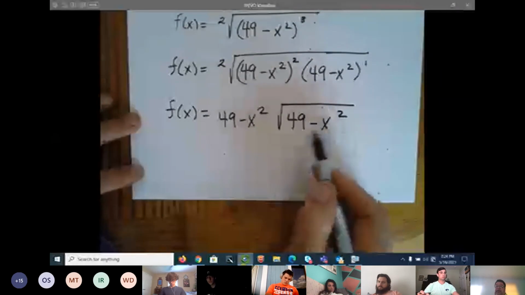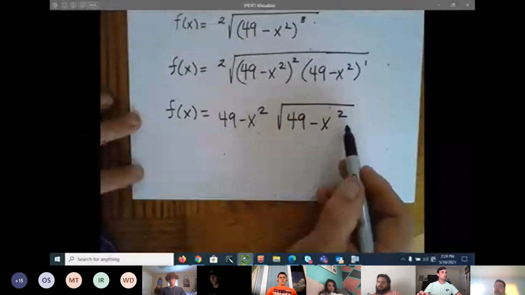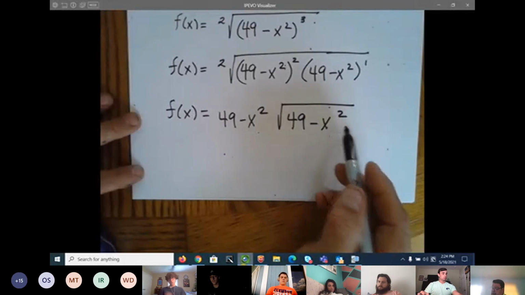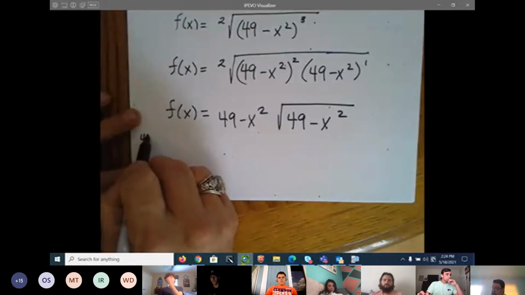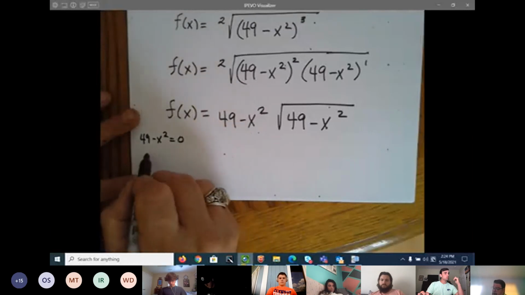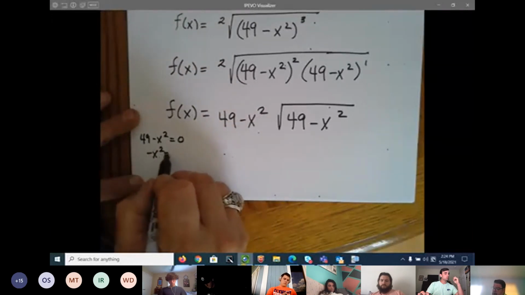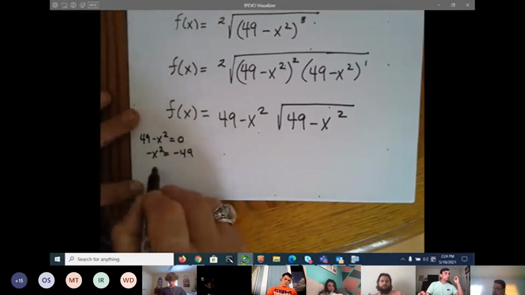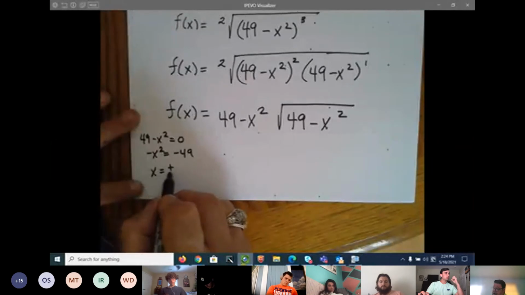And you can't have a negative here. So you've got to set 49 minus x squared greater than or equal to 0. 49 minus x squared is equal to 0. Negative x squared is equal to negative 49. x is equal to positive or negative 7.